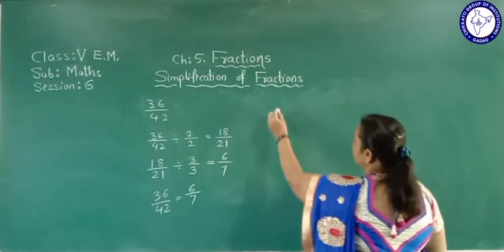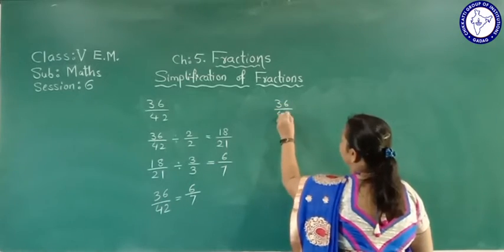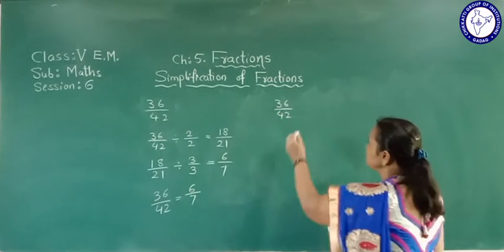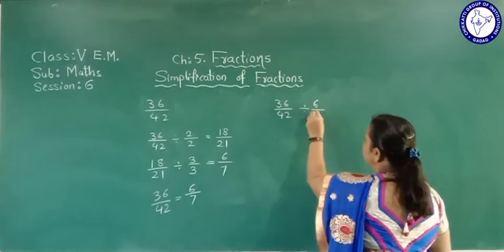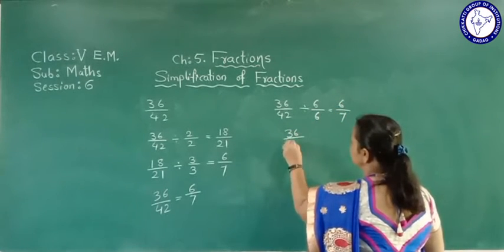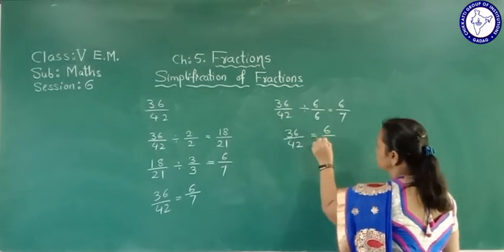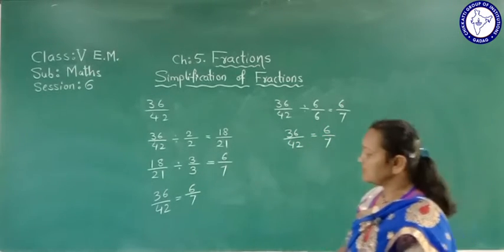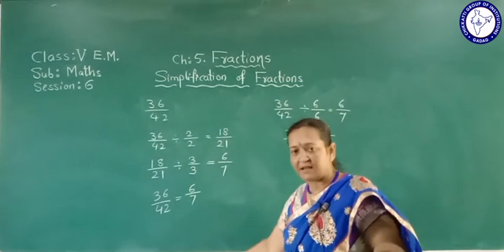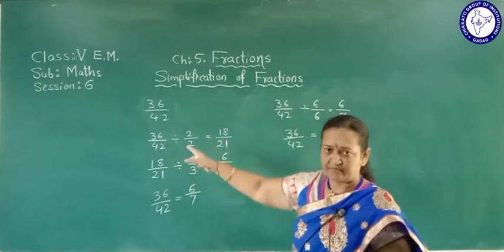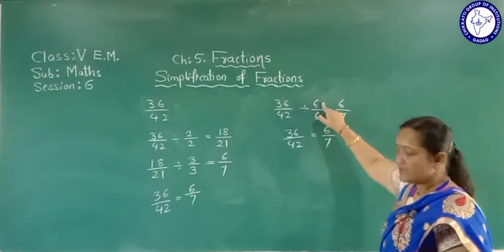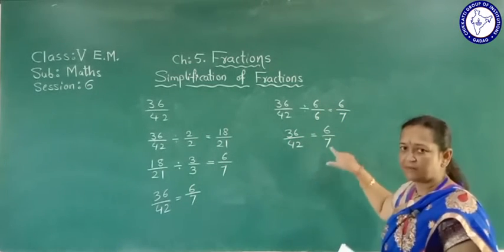Even you can do this directly. 36 by 42, we know these two numbers we are getting in the 6 table, isn't it? So 6 sixes are 36 and 6 sevens are 42. Directly you can write 36 by 42 is equal to 6 by 7. It's not compulsory that every time first you should divide by 2, then divide by 3 and make a lengthy process. If you know that 36 and 42 we are getting in a single table 6, then directly you can reduce it to the simplest form.